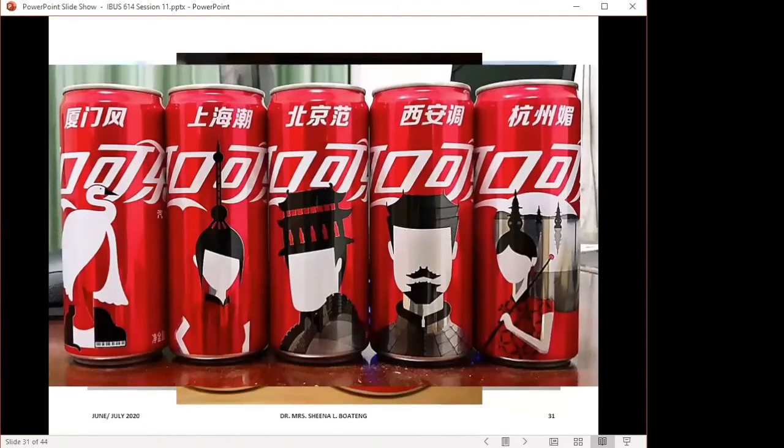And similarly, we can see the same thing here. This is Coca-Cola in China. All the writing is in Chinese. Not a single word of English.